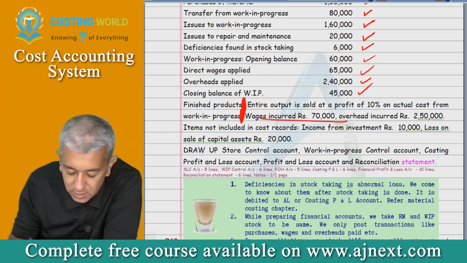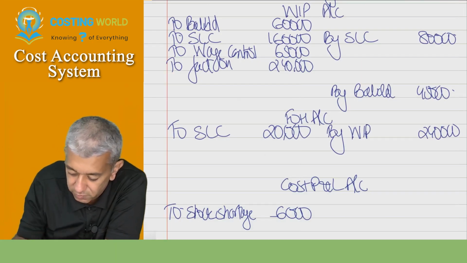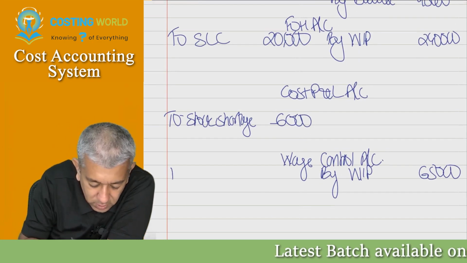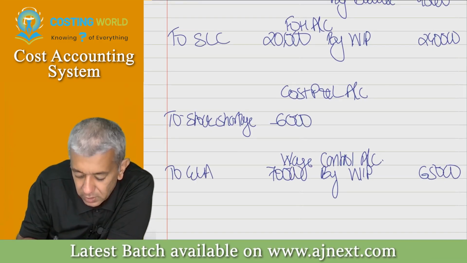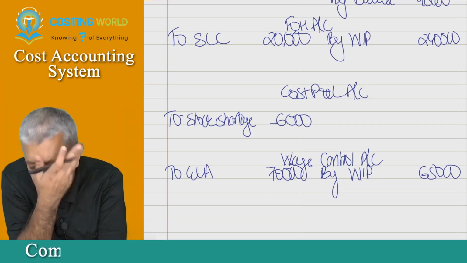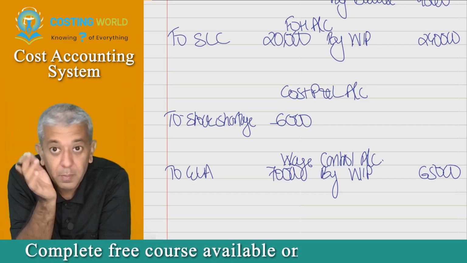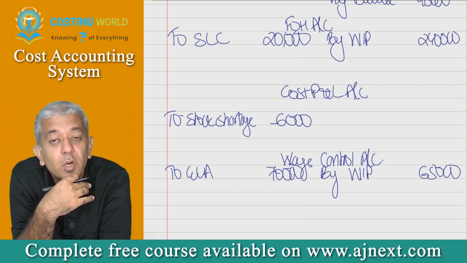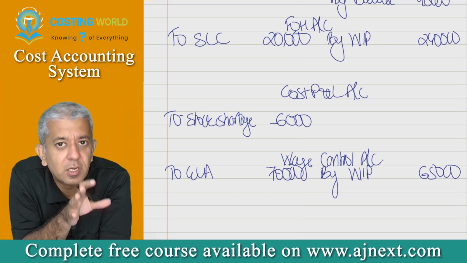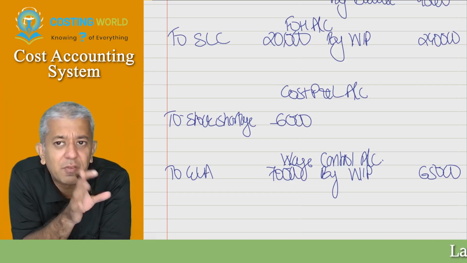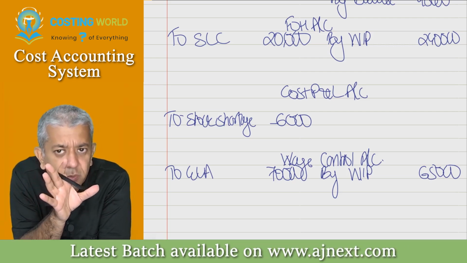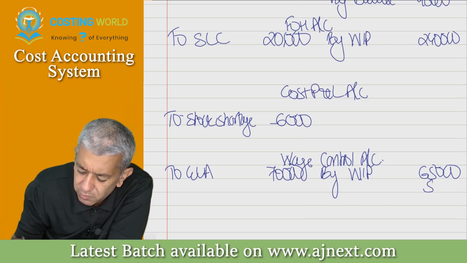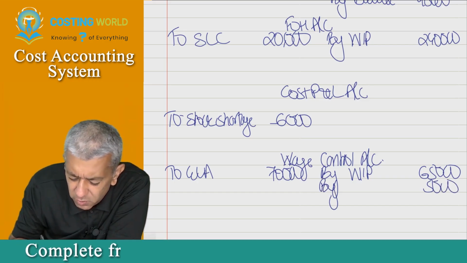Wages incurred 70,000. So therefore the entry should be wage control account debit to GLA. Now see, not necessarily you had to make a wage control account, but it should strike you, beta, that wages you have incurred is 70,000. Out of that, direct wages is how much? 65. Can you say the remaining 5,000 will be indirect wages? Yes, sir. Okay, so if that can strike you directly, it's all fine.